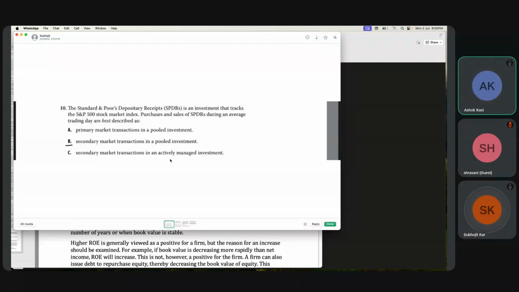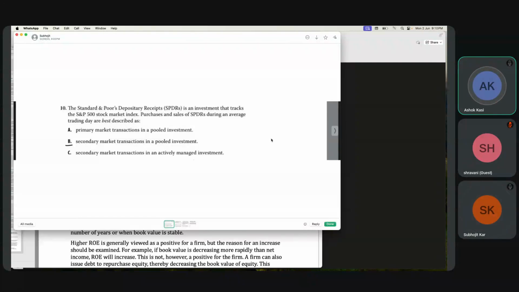Now, actively managed investment is when you are picking on your own whatever you want. Here that is not the case. You are investing in all the depository receipts within this S&P 500. That is the reason. And also, this spider is a depository receipts investment, which means they are pooling money from the public and then investing.